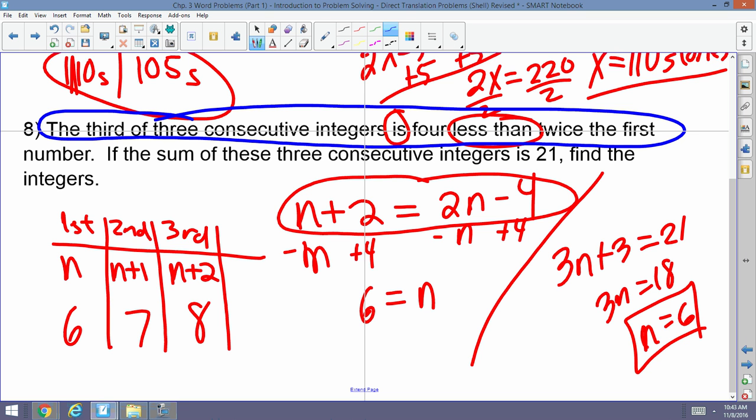How did I get this part here? Because it's n plus n plus 1 plus n plus 2 equals 21, my brother. So n plus n plus n is 3n, and 1 plus 2 is 3. No, thank you. How else do you learn? Good job.